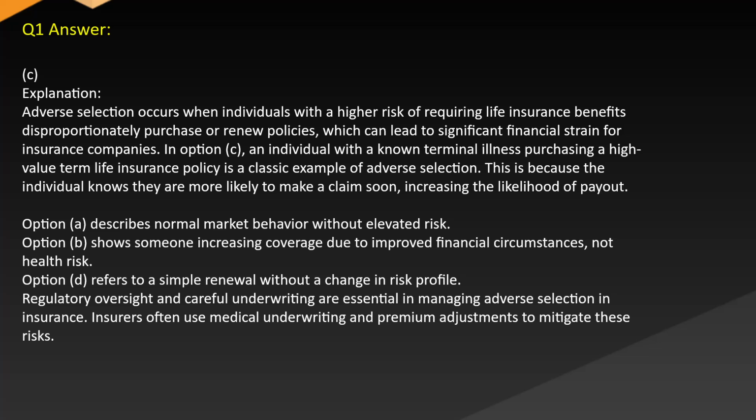the likelihood of payout. Option A describes normal market behavior without elevated risk. Option B shows someone increasing coverage due to improved financial circumstances, not health risk. Option D refers to a simple renewal without a change in risk profile. Regulatory oversight and careful underwriting are essential in managing adverse selection in insurance. Insurers often use medical underwriting and premium adjustments to mitigate these risks.